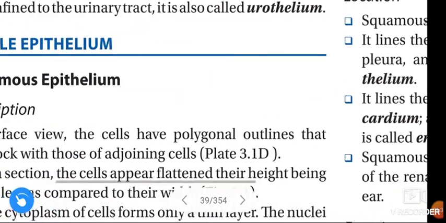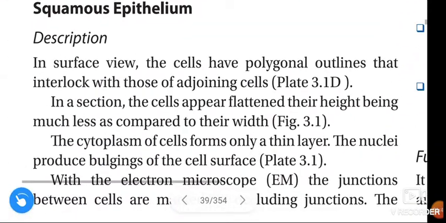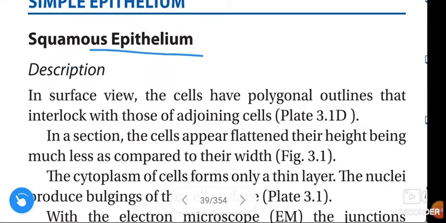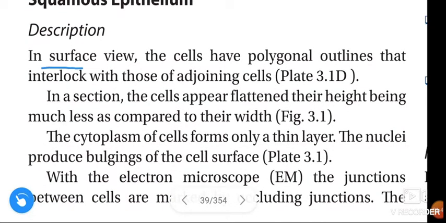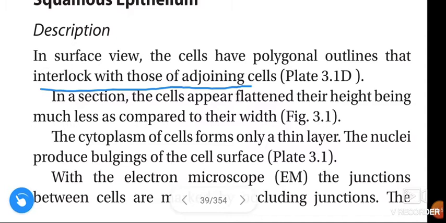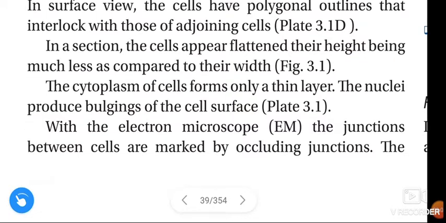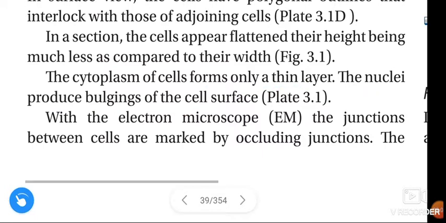See once again this description. For the description of the simple squamous epithelium, see here. In surface view, the cells have polygonal outlines that interlock with those of the adjoining cells. In a section view, the cells appear flattened, their height being much less as compared to their width. The cytoplasm of the cells forms only a thin layer. The nuclei produce bulgings of the cell surface.